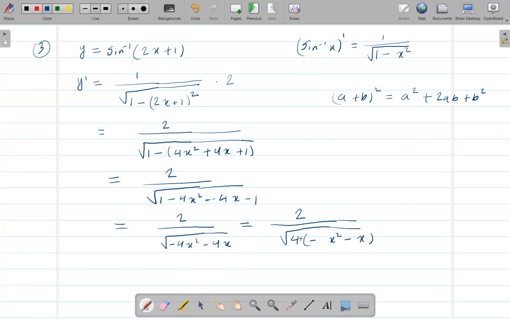From here, the square root of 4 will be 2. So 2 over 2 square root of negative x squared minus x. The 2s will be gone, so it will be just 1 over the square root of negative x squared, negative x. There you go, so this is the final answer. Yes, there is a bunch of algebra.